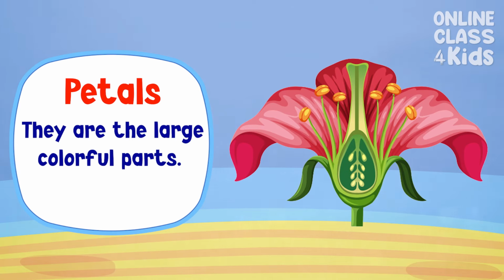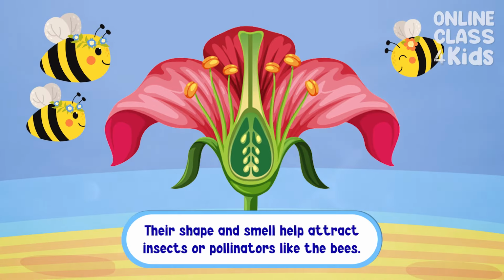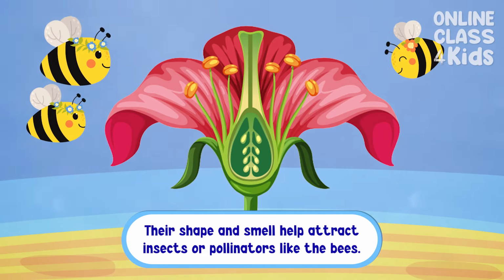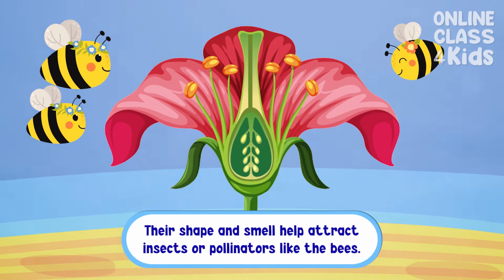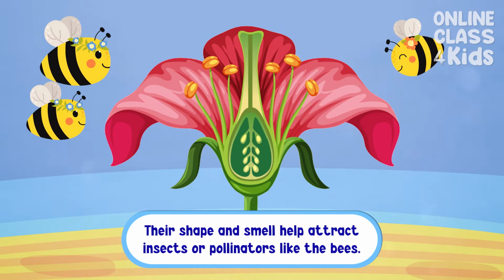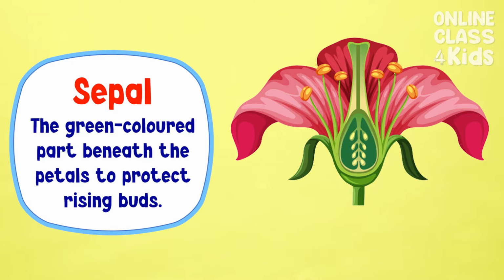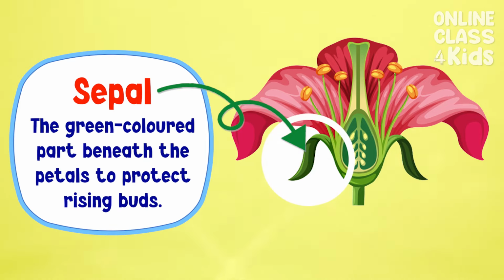The first thing you notice are the petals. They are the large, colorful parts. Apart from their colors, their shape and smell help attract insects or pollinators like the bees. The sepal is the green-colored part beneath the petals to protect rising buds.